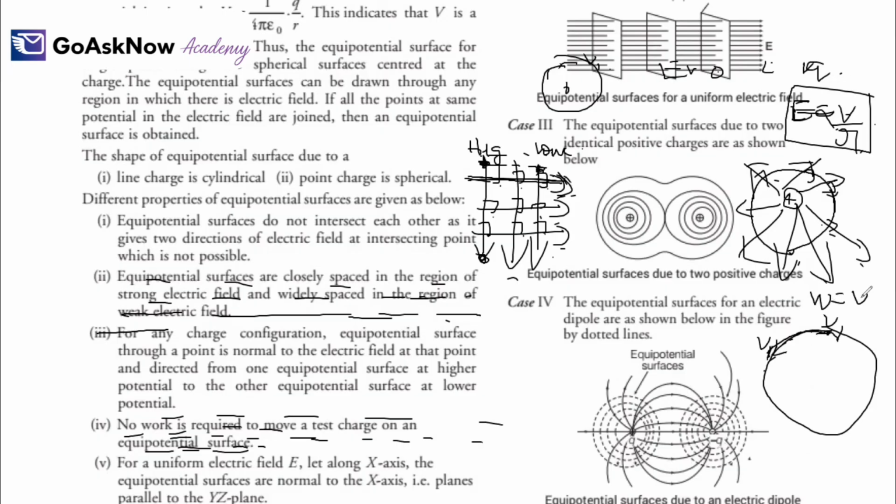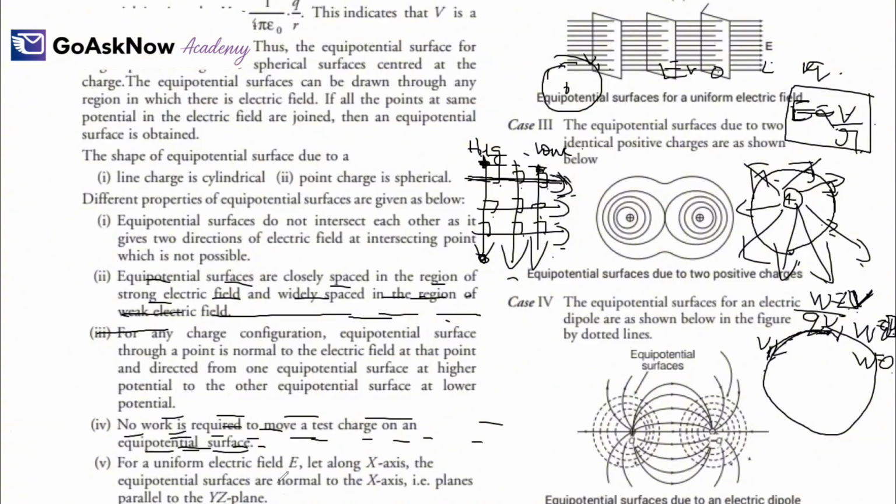So why will work be done here? V is equal to W by Q, so W is equal to QV only. So if V is not there, like delta V is not there, why will work be done here? So work done will be equal to 0. That is why an equipotential surface has 0 work done if a test charge moves on it.